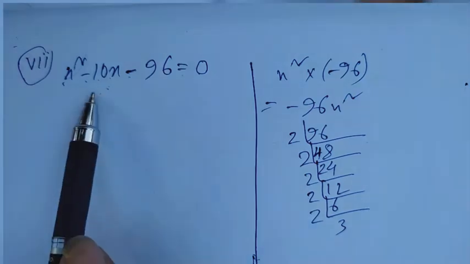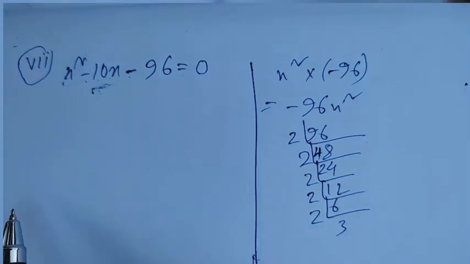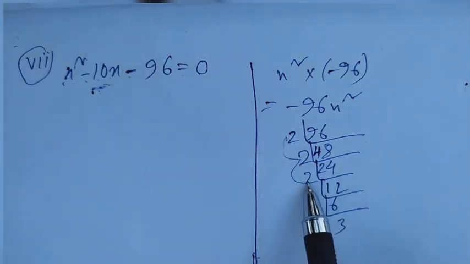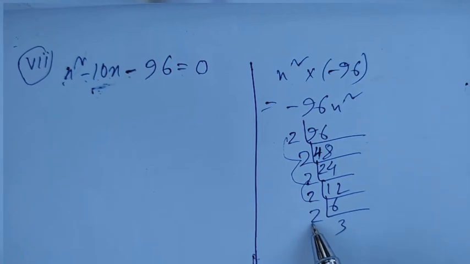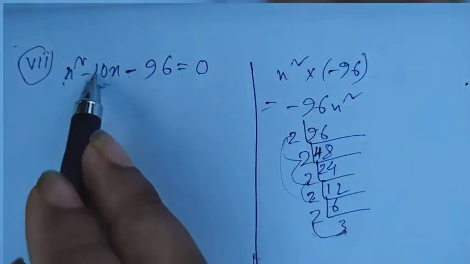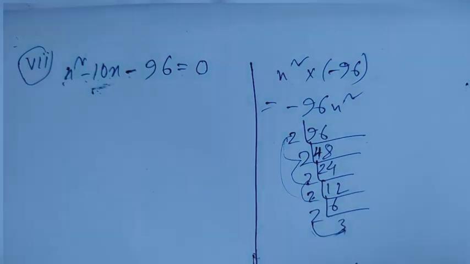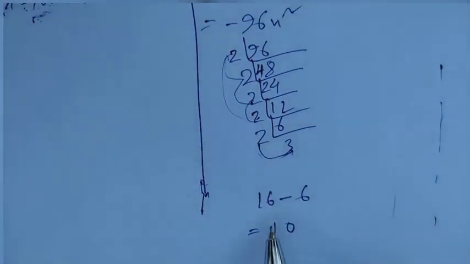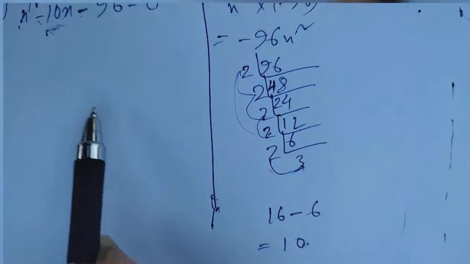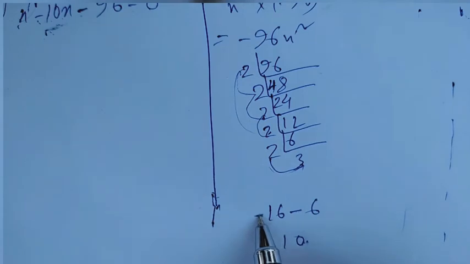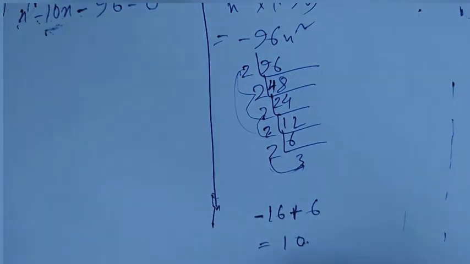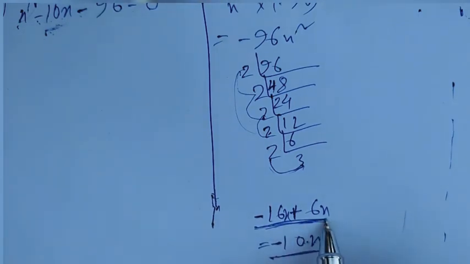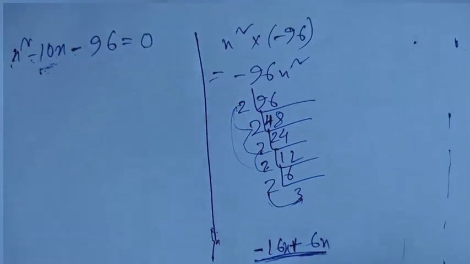Now we have to make it 10. So how can we make it? 2 2s are 4, 4 2s are 8, 8 2s are 16, 2 3s are 6. So 16 minus 6 we will get 10. But in the question it is minus 10. So we need to write minus in place of 16 and plus here. Then we will get minus 10. Now it is okay. So in place of minus 10x, we can write minus 16x plus 6x.